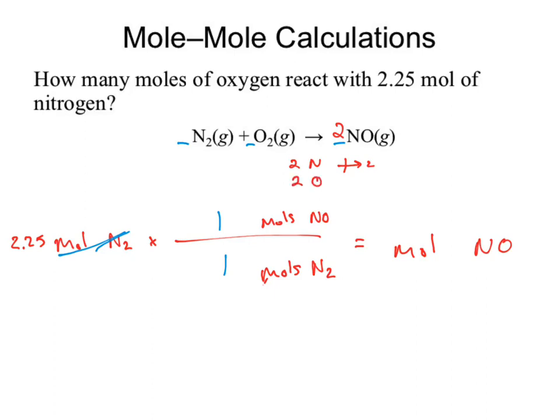Oxygen, 2. Go back and check our work, and we notice that the number in front of NO is 2. Our answer is not 2.25, it is 4.5. 2.25 times the 2. Okay?